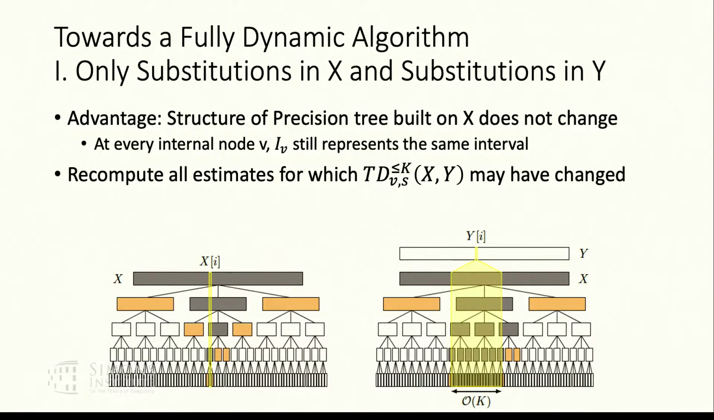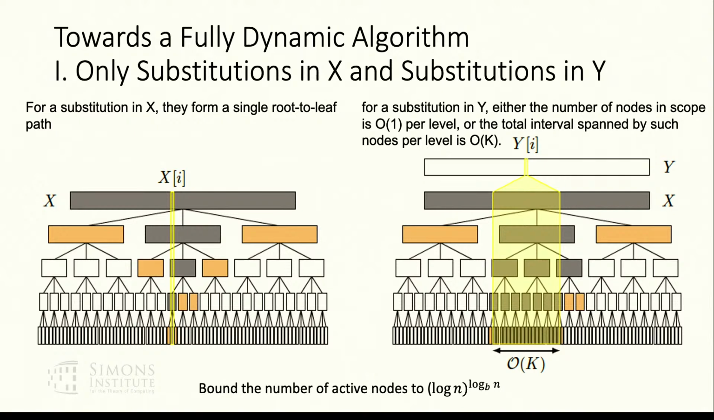Then I have to tell you how many nodes are affected by a substitution. Let's zoom in to these pictures a little bit better. What we can show is that if a substitution happens in X, then the nodes that are affected form a single root-to-leaf path, so only one node at every level. These orange nodes are not affected, but when you are computing the tree distance, you have to look at the children, so you have to look at the estimate at the orange node. So only these gray nodes are affected for a substitution at X.